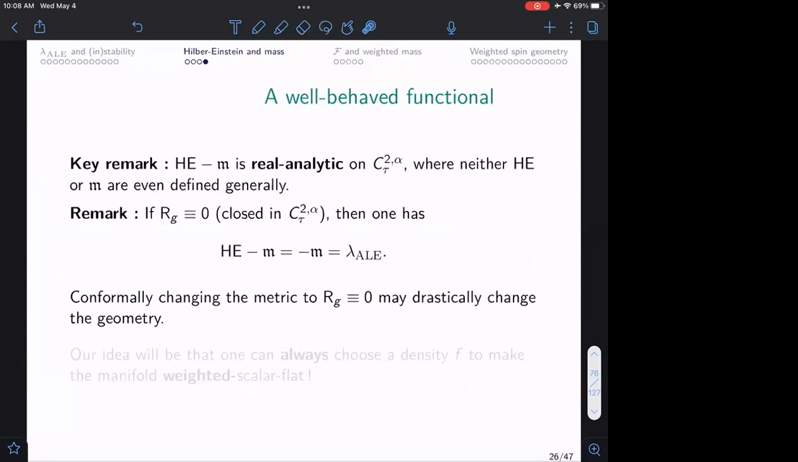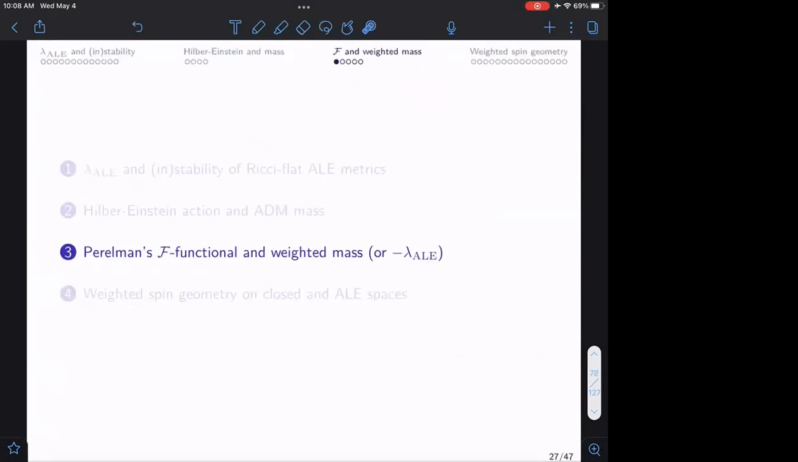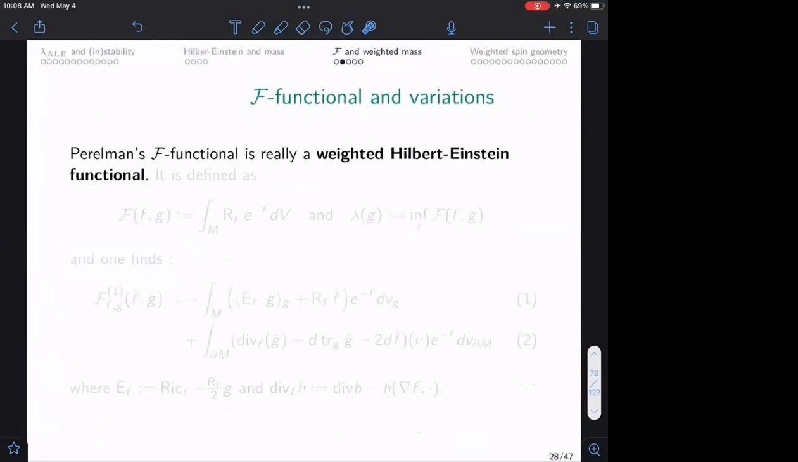But the problem, at least one of the difficulties, is that conformally changing the metric to scalar flat may drastically change the geometry. And our intuition and goal is to, instead of conformally changing the metric, add a density on our metric, which will make it weighted scalar flat, and we'll have all of the good properties, but in the weighted setting. And it will be linked to a good behavior for Ricci flow. So let me go to this weighted setting and make it more clear, hopefully. So Perelman's functional is a weighted Hilbert-Einstein functional.